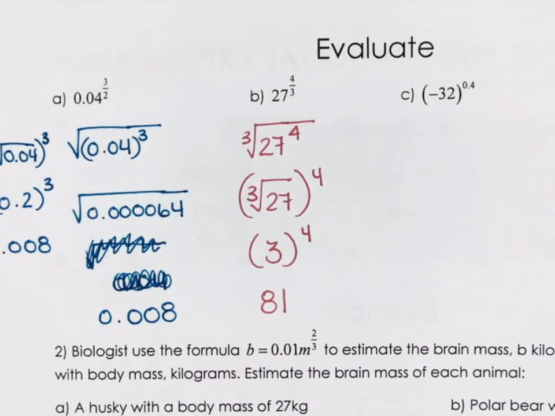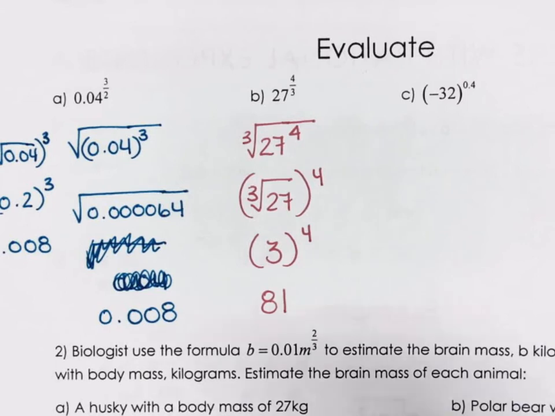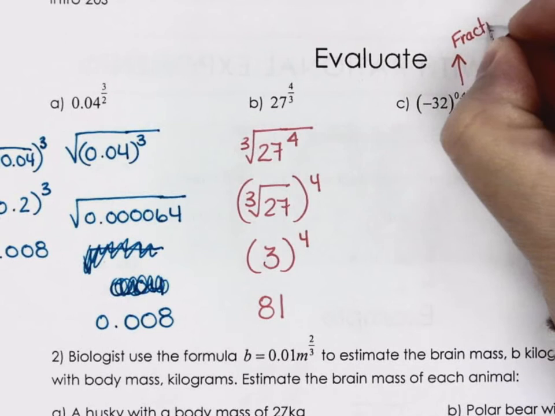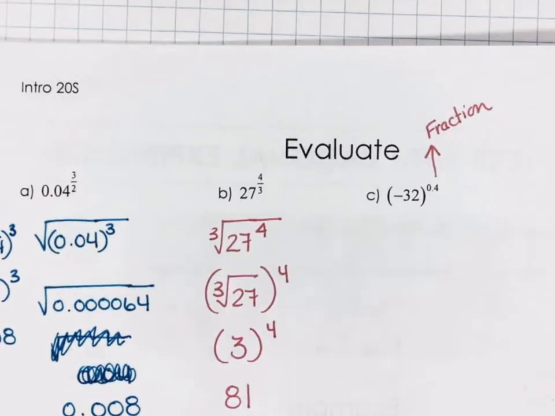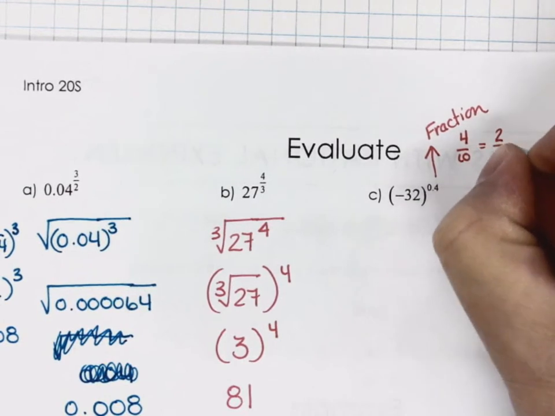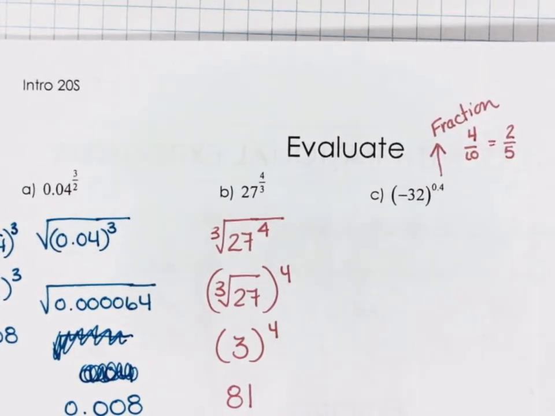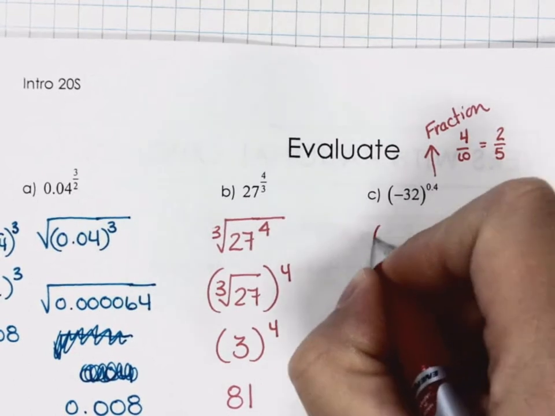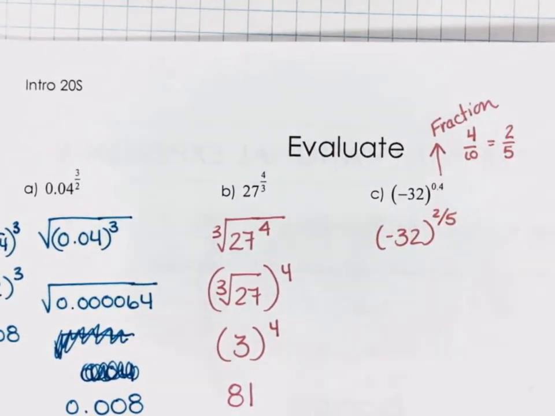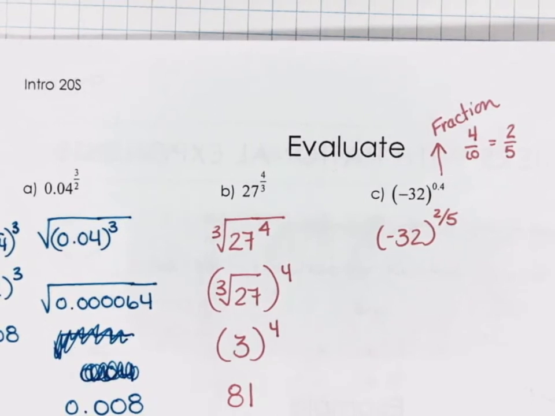All right, what do I do with this decimal? Okay, so the first thing I have to do is convert that to a fraction. So that's going to be 4 over 10, and then I reduce it to 2/5. So this is going to be negative 32 to the exponent 2/5. So what kind of root do I have? A 5th root.